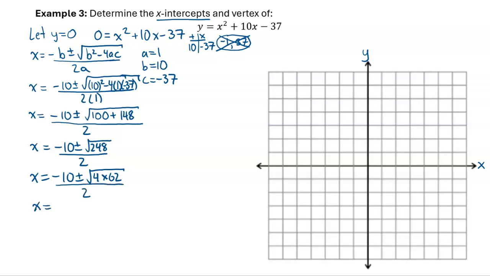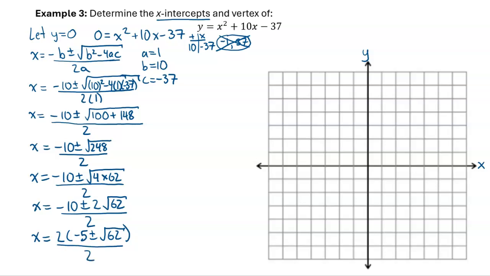So this becomes x equals negative 10 plus or minus the square root of 4, which is 2, so I can have that out front, and then I'm still left with the square root of 62, all divided by 2. Now I can also common factor a 2 out of the numerator. If I do that, take a 2 out of here, I've got negative 5 plus or minus 1 times the square root of 62. I don't need to write the 1 there, all divided by 2.